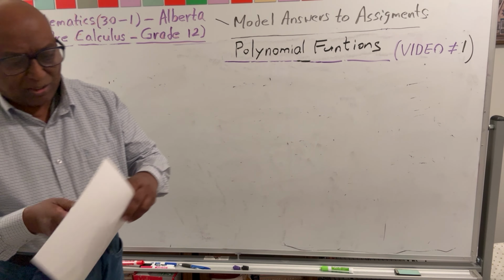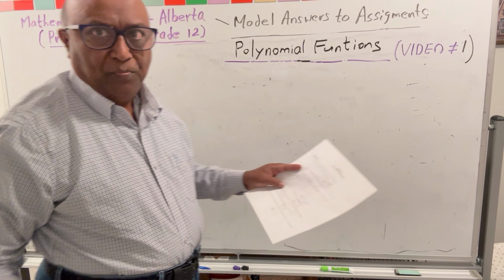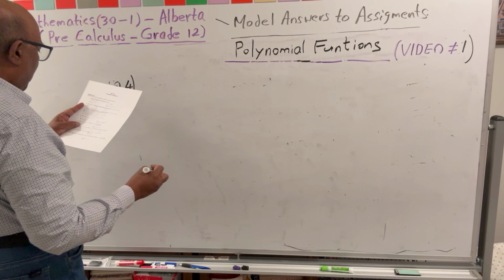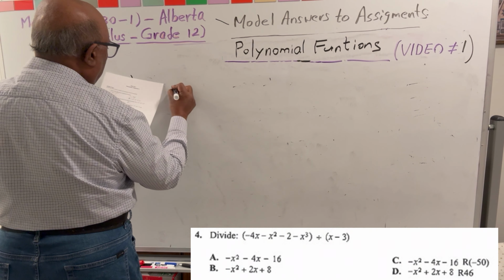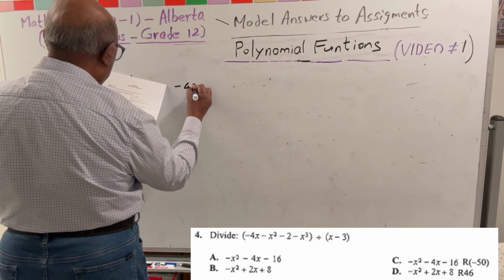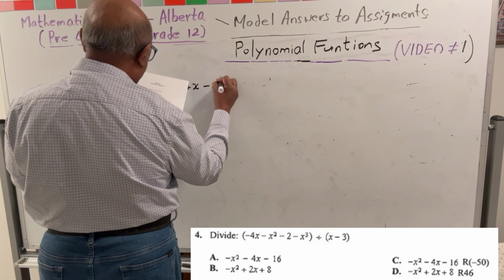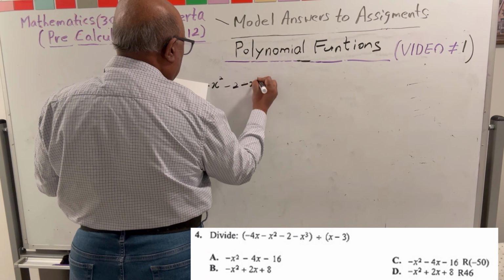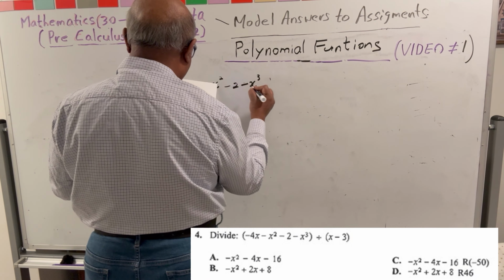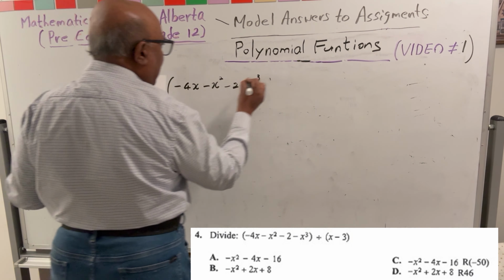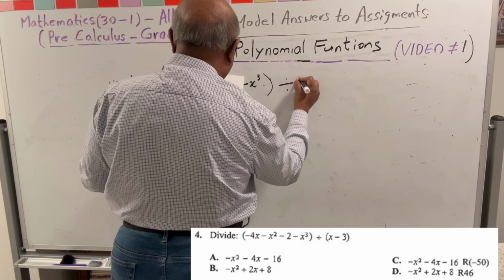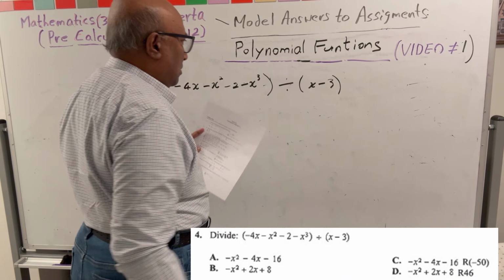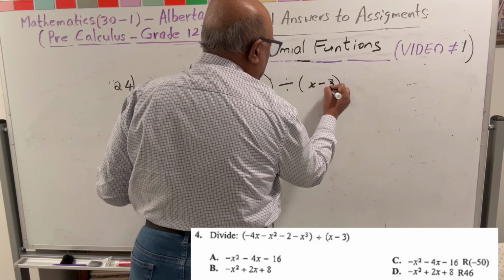Okay, now let's look at question number 4. Divide minus 4x minus x^2 minus 2 minus x^3, this whole expression, by the divisor x minus 3. We have to obtain the answer.